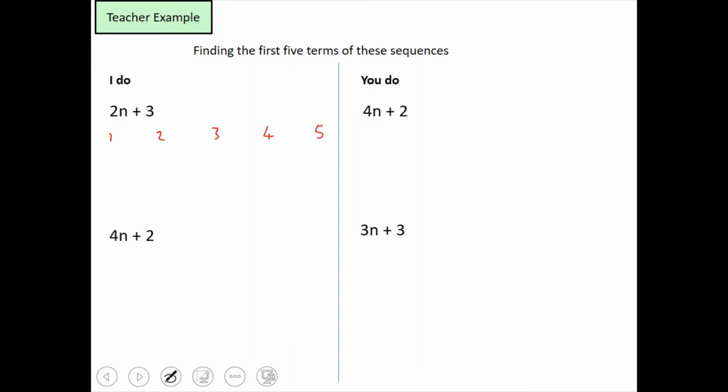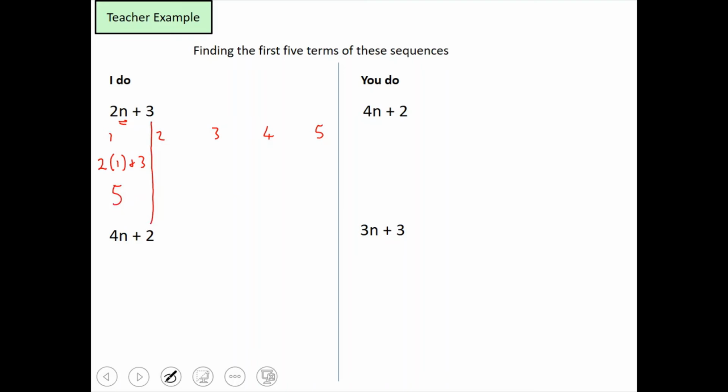Every single time, I'm going to replace the n up here with the term number, and then add 3, because I've already been given my rule. So in other words, what is 2 times 1 plus 3? 2 times 1 is 2, plus 3 is 5. So the first one is 5.